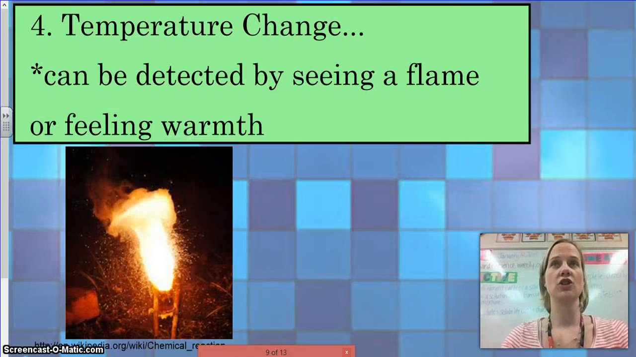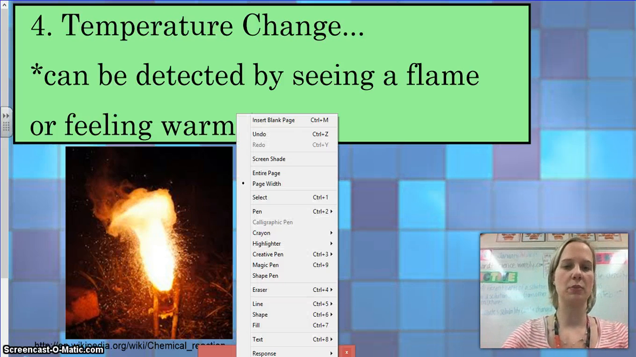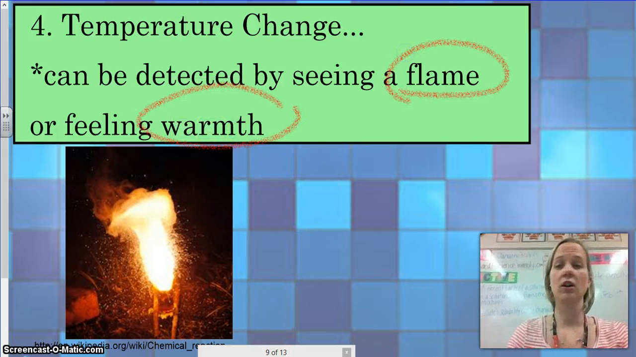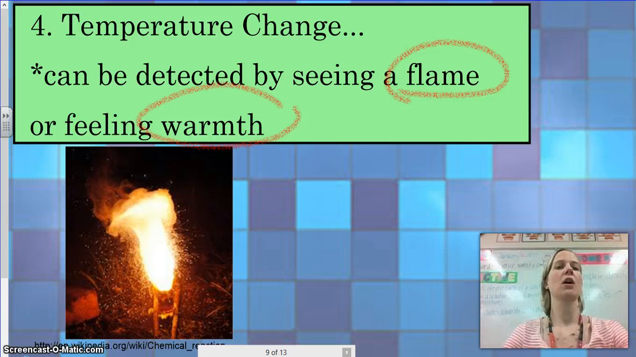Finally, we have a temperature change, and temperature can be seen in that it could just be that the beaker gets gradually warmer, so we could see it as warm, or we could see it go up as a flame. So again, I'm taking 2 substances, mixing them together, and I get a temperature change. Okay.